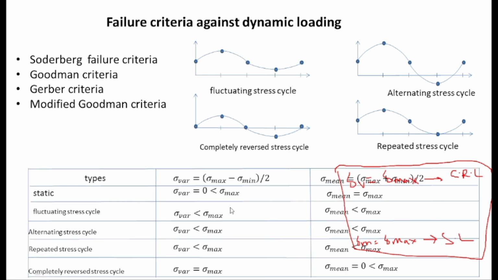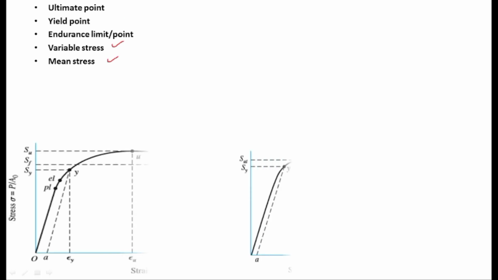And this is a table where you can see the value of sigma variable or sigma mean for different types of the load. Then after that let's discuss some other terminologies. They are ultimate point, yield point, endurance limit or endurance point, variable stress and mean stress. Variable stress and mean stress have been discussed. Now let's discuss the other three. For that, the stress strain curve. This curve is for the ductile material.